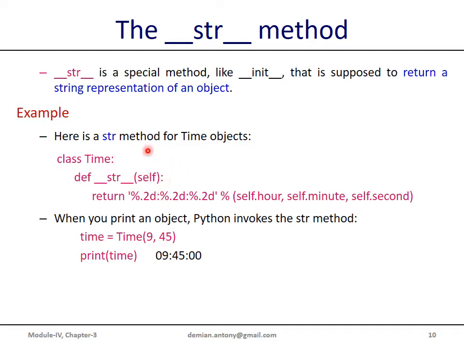Self is the object, the subject, and this returns a string representation of this object, that is hour, then minute and seconds, with 2 digits for each of these values. And when you print the object, you can invoke this str method like this, print time. So this becomes a self object, the explicit object, and we get the result 9:45:00.